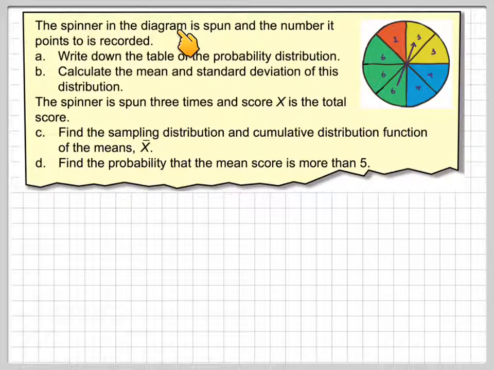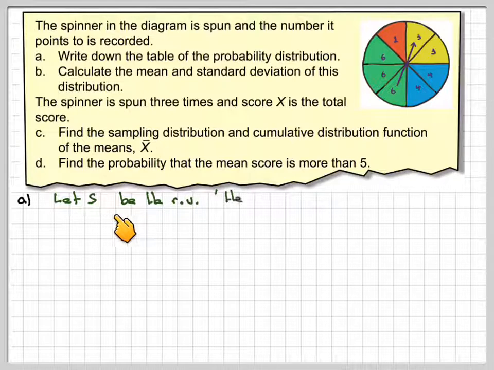The spinner in the diagram is spun and the number it points to is recorded, so it can land on 1, 3, 4 or 6. Write down the table of the probability distribution. Calculate the mean and the standard deviation of this distribution. The spinner is spun 3 times and the score X is the total score. Find the sampling distribution and the cumulative distribution function of the mean X bar and find the probability that the mean score is more than 5.